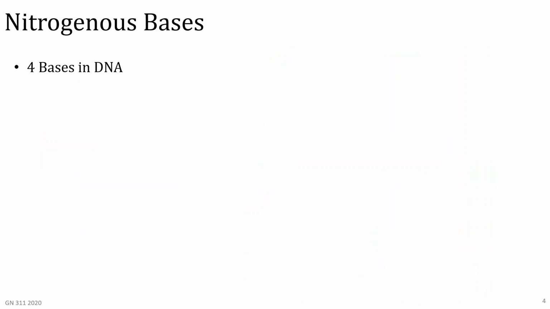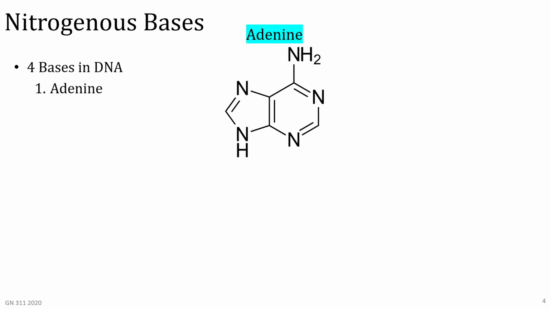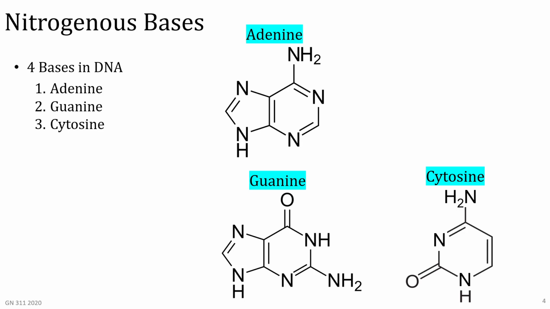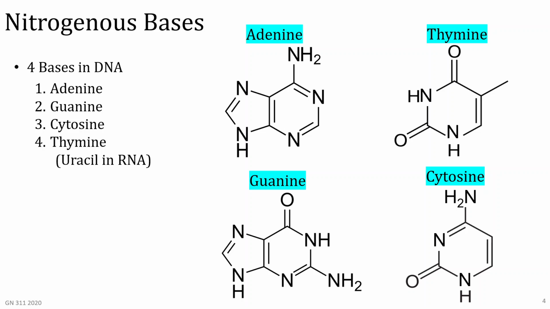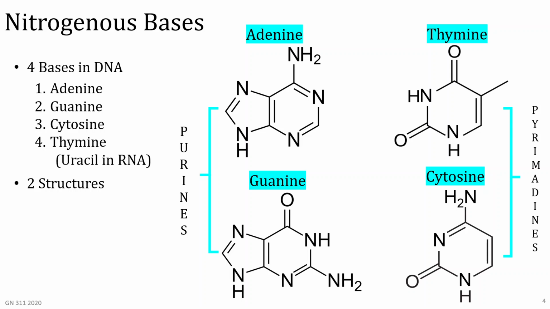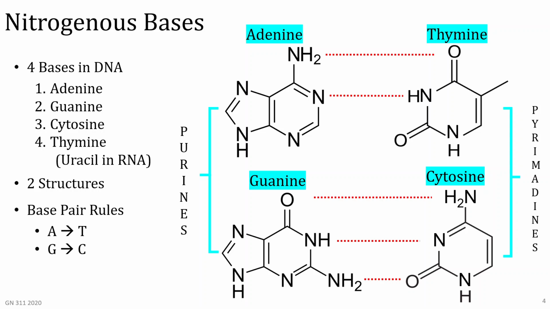So the four bases in DNA are adenine, guanine, cytosine, and thymine; in RNA, thymine is replaced by uracil. These bases have two structures. A and G are your purines, T and C are your pyrimidines, and there are base pairing rules here. Adenine pairs with thymine with 2 hydrogen bonds, and guanine pairs with cytosine with 3 hydrogen bonds. The bases themselves are hydrophobic. Hydrogen bonding happens just between the bases, but remember the bases themselves are hydrophobic, and this impacts base stacking later on.